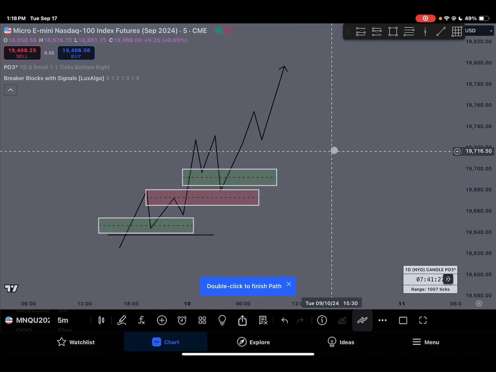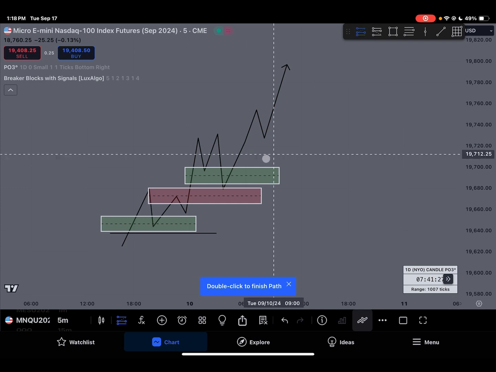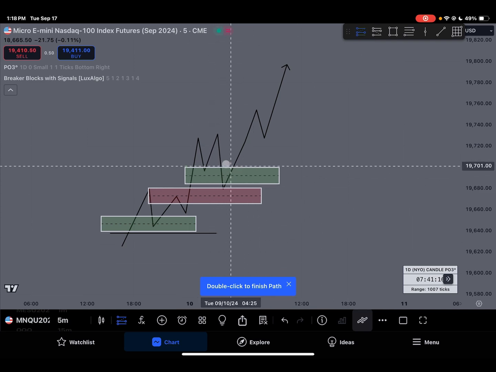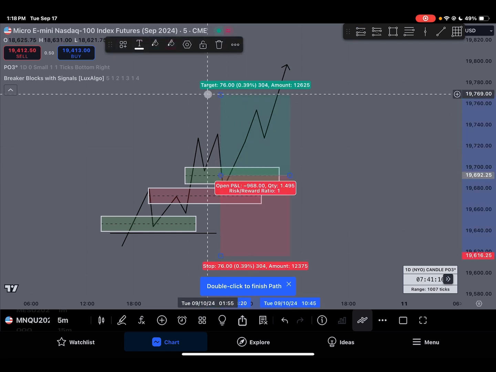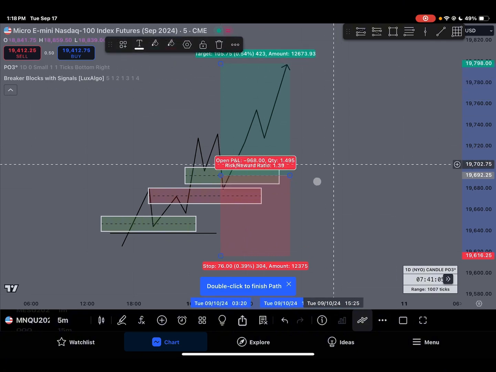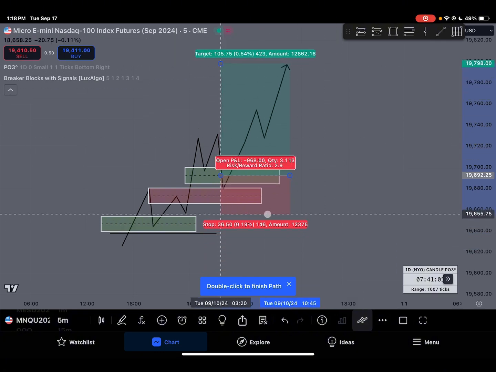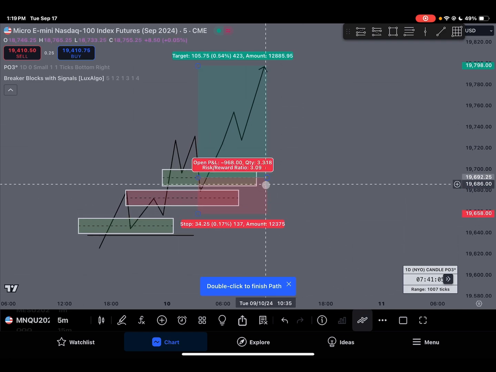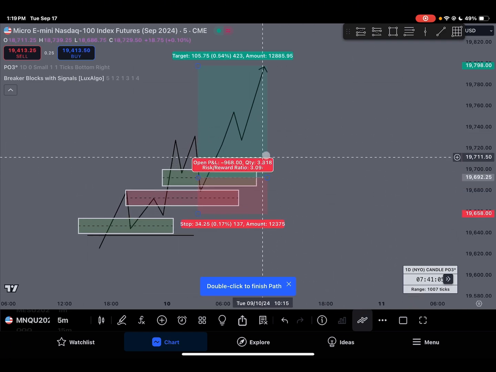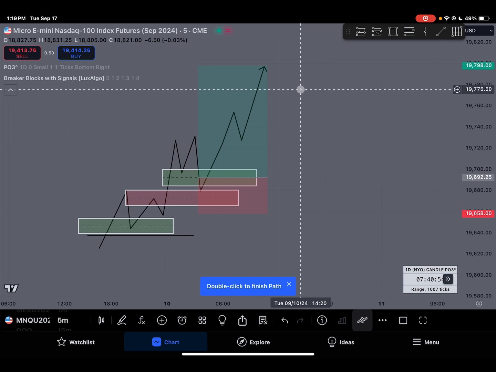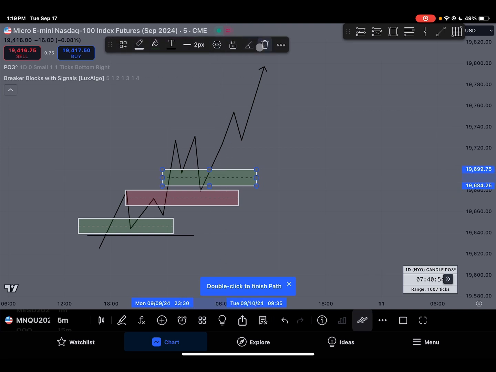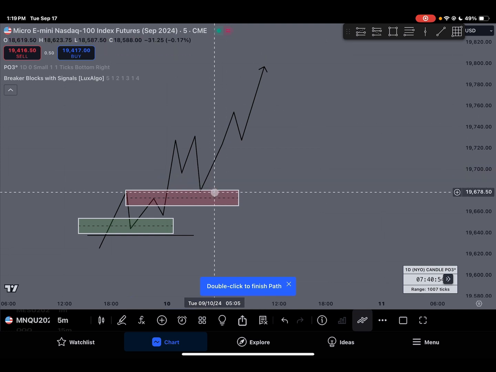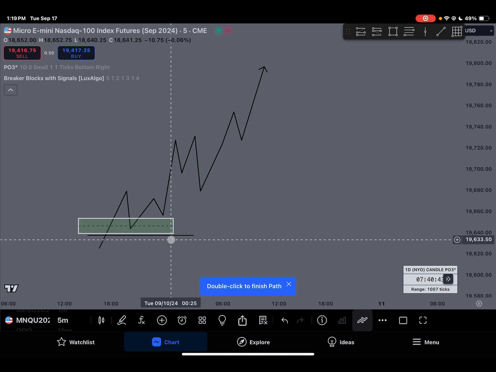So again, your entry is going to be somewhere between them. If there's a fair value gap and a breaker overlapping like this, I like putting it in the middle of the fair value gap. Stop below the breaker. And then you just let price do what it has to do. But that's ideally what it should look like. You'll know it once you keep backtesting this. You keep seeing it more often.